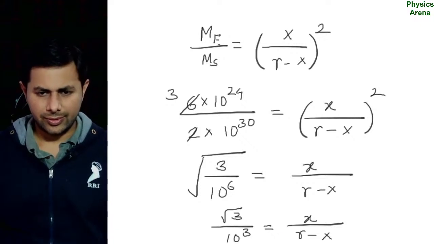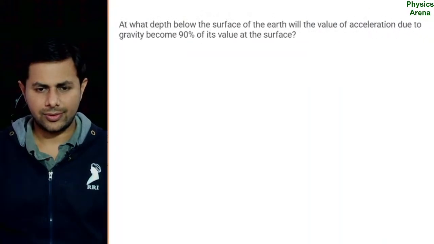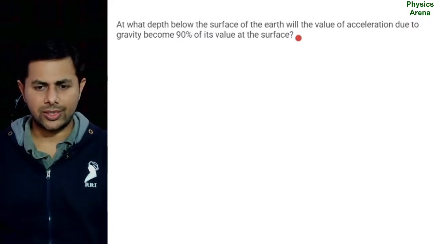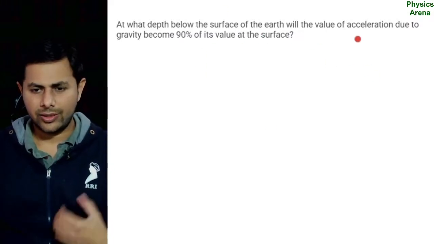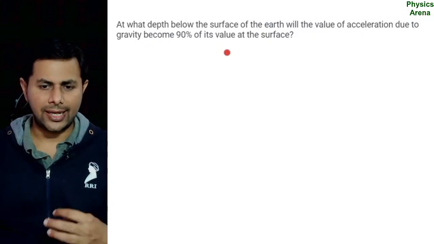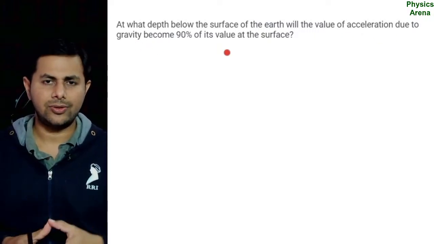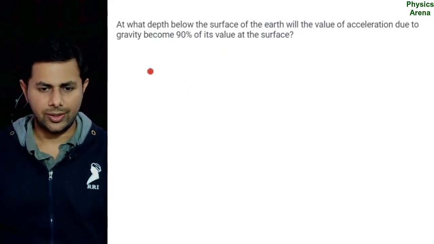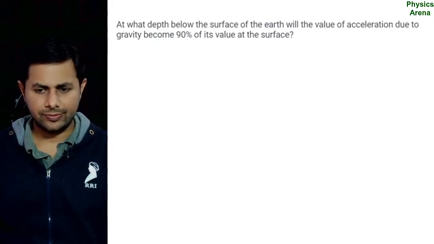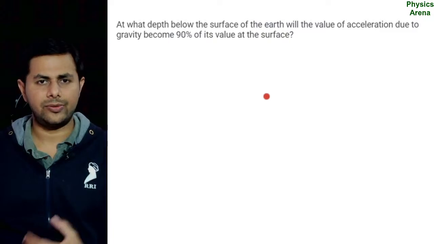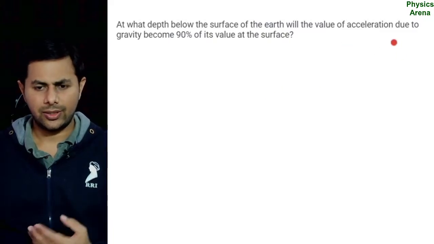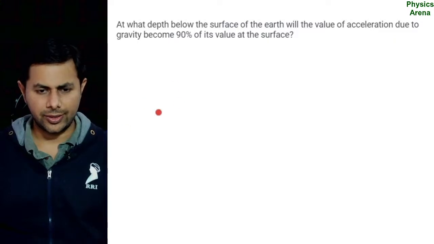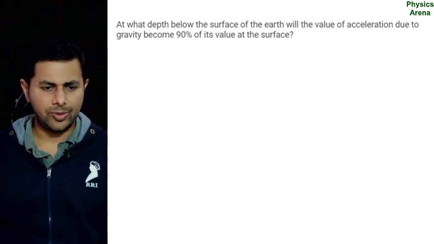The next problem is, at what depth below the surface of Earth will the value of acceleration due to gravity become 90% of its value at the surface? Surface meaning Earth's surface. Okay, so let's find it out. At what depth below the surface of Earth does the value of acceleration due to gravity become 90%? Okay, so this is a simple problem.